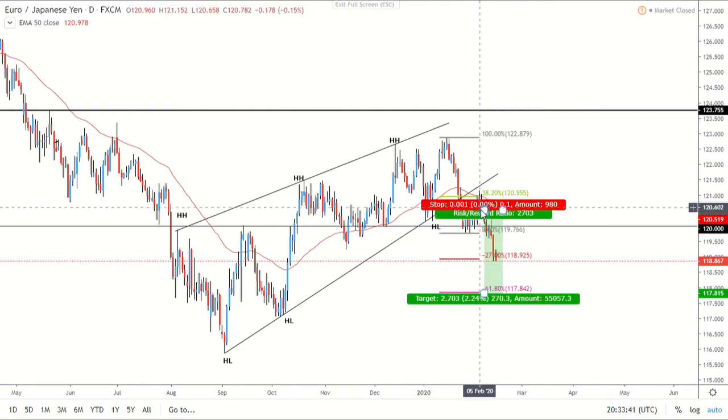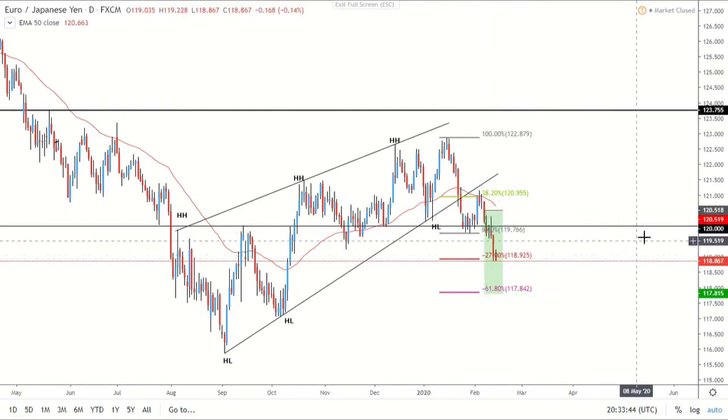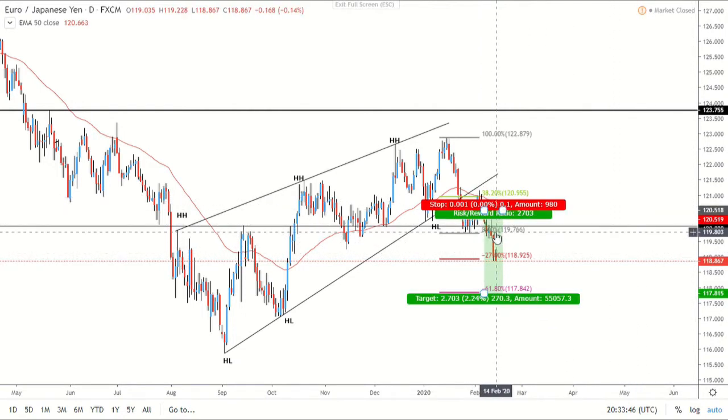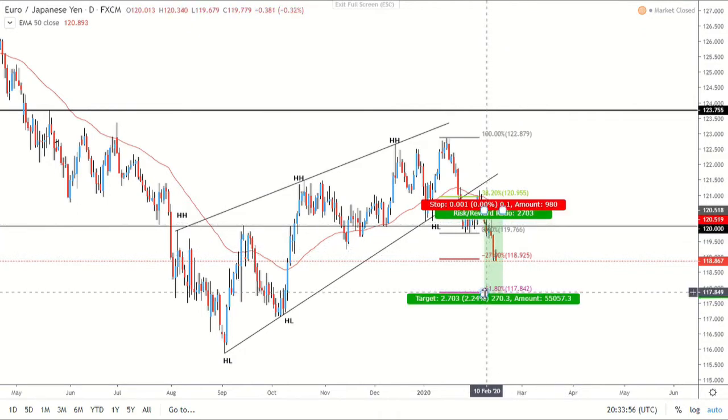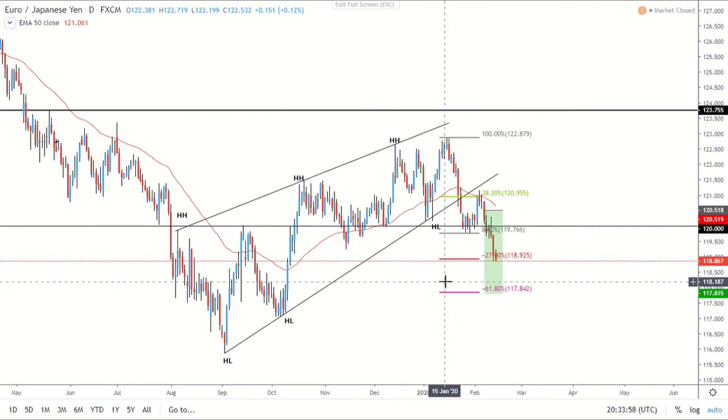And then since then we've had this massive impulsive move to the downside, breaking and retesting the 120 level as shown here, and then we reached my minus 27% Fibonacci. This is my first target profit region, so I did take out my initial trade from here, and then I have my scaling running towards the minus 61.8, and I still feel like there is more potential for this trade.